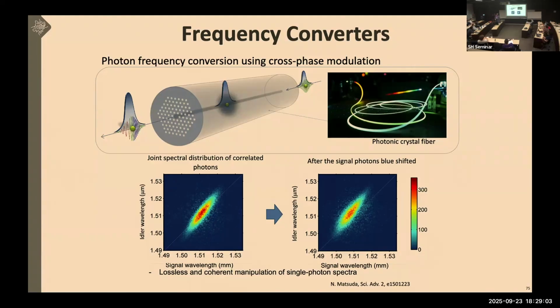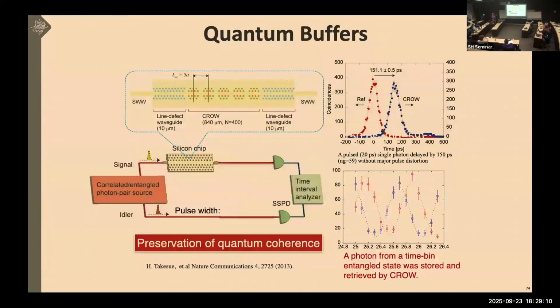Sorry, what's a CROW in the last slide? Okay, so a CROW, it's an acronym, but basically it's a cavity where there are a lot of holes sitting in it. So think of it as a photonic crystal cavity in a sense. But there are holes that allow you to really slow right down or store objects in there in a sense. I can't remember what the acronym is. I can find it again.